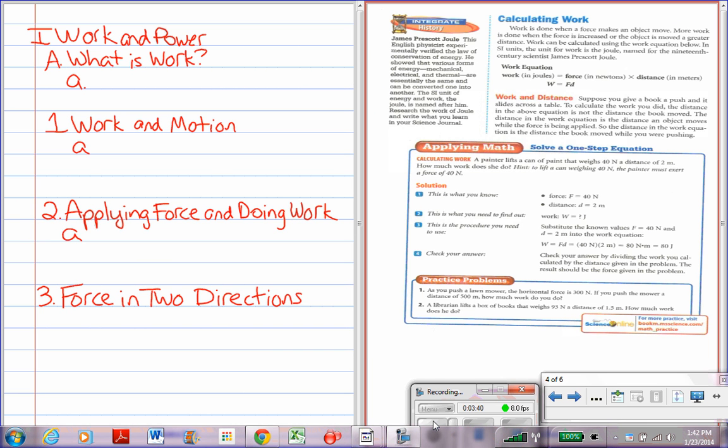Okay, now we turn the page, and after force in 2 directions, we have a blue heading. Now let's remember what is our blue heading. That's going to be our capital letter. We already have capital A, so calculating work will be capital B. And then we start over again and say that work and distance is number 1. So we're going to skip a space here, and we're going to say capital B, which is calculating work.